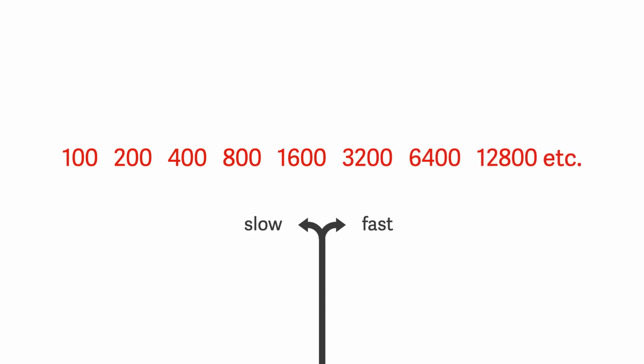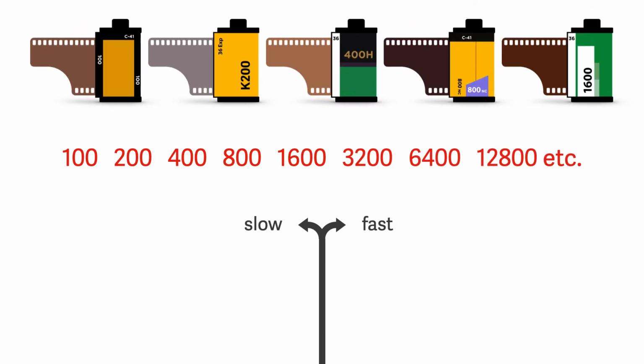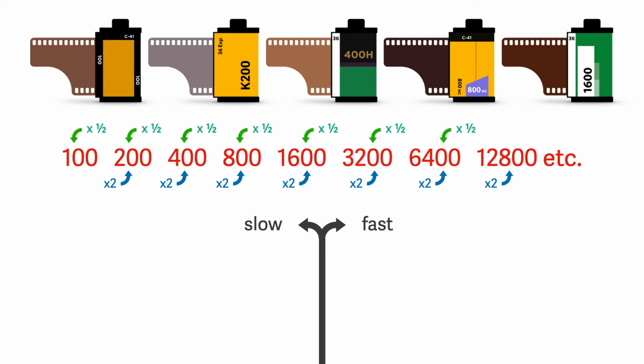ISO film speeds use the following scale: 100, 200, 400, 800, 1600, etc. Notice that as we go from the left to the right of the scale, the numbers are doubling. If we move from the right to the left, they are halving. This is what in mathematics is known as a geometric progression.